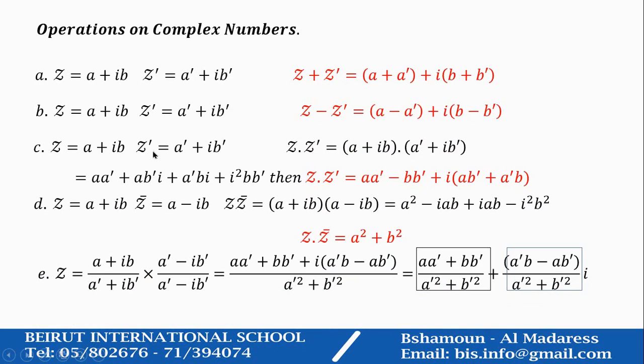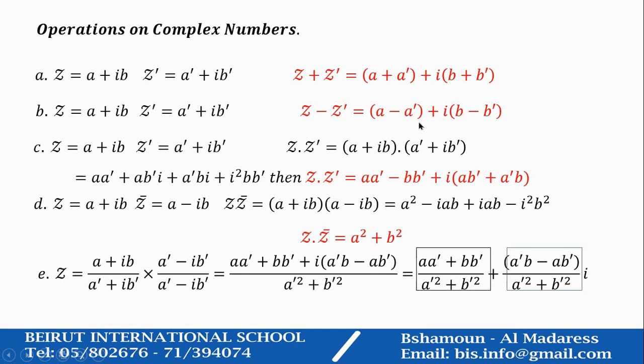Operations on complex numbers. We have Z, a plus ib, and Z prime, a prime plus ib prime, complex numbers. To find their sum, you add the reals and you add the imaginary parts. Their sum is a complex number whose real part is a plus a prime and the imaginary part is b plus b prime. Similarly, the difference is a complex number.